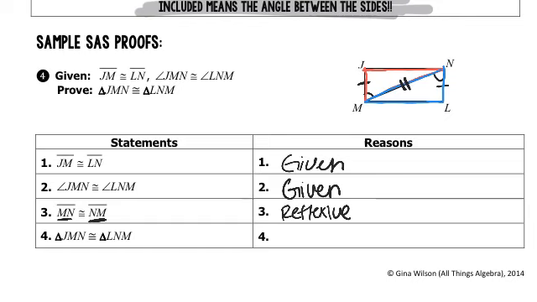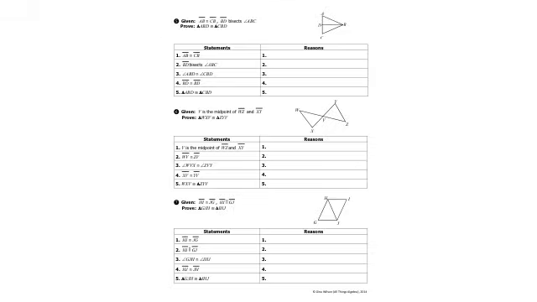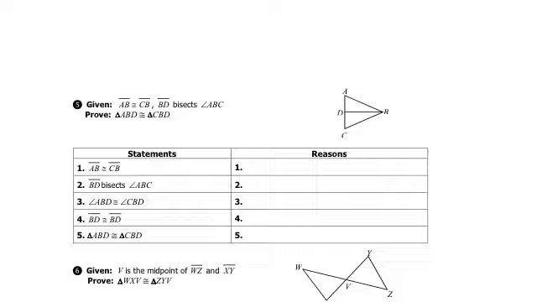I have three things marked: a side, an angle, and a side. And they're right after one another. So by side angle side, the triangles are congruent. Okay? All right, let's do another one.